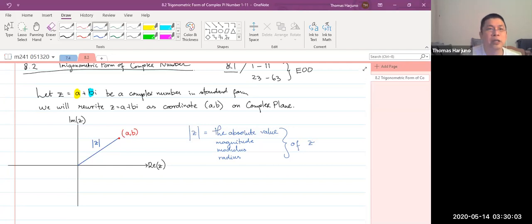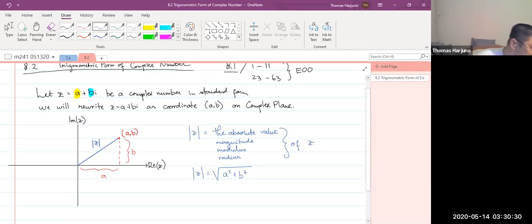And as you can see from the picture here, if that coordinate is (a, b), then this is a, this is b, okay? And therefore, the magnitude of z is equal to the square root of a squared plus b squared. Is it okay?